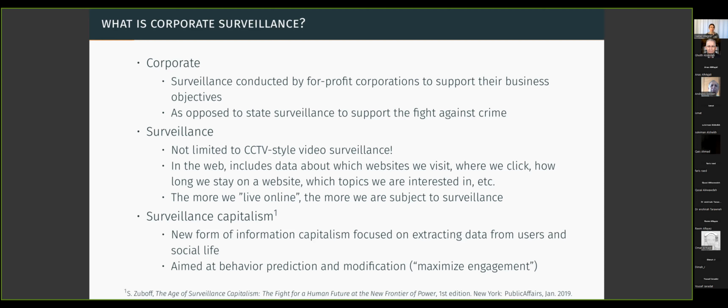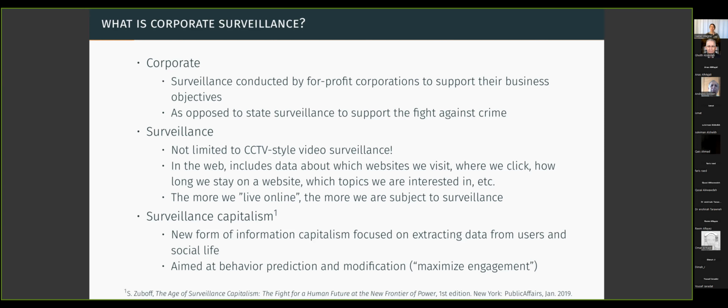Then the surveillance part, it's tempting when you hear the word surveillance to think about CCTV. But actually, in modern times, it's much more pervasive than CCTV cameras. Because if you think about surveillance on the web, this could include any kind of data about which websites we go to, how we interact with those websites, where we click, how long we stay, which links we follow. And based on that, we could try to guess which topics we're interested in, maybe whether we have any specific health issues or what our political opinions are. So it's quite far-reaching data.